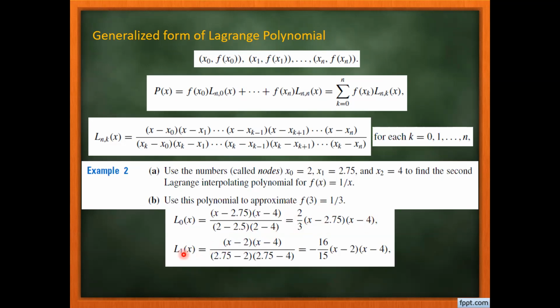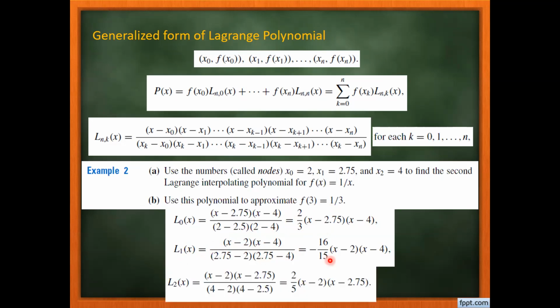And similarly in L1 of x, we want to skip the node x1, so there will be no product of x minus x1 in the numerator. The rest is, we just need to substitute the value. Hopefully you can do it easily. And the last one is L2 of x on the similar pattern.